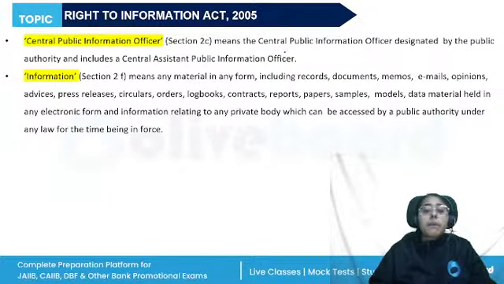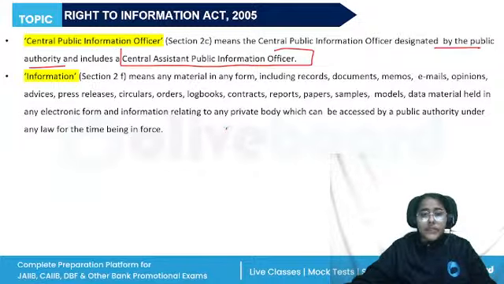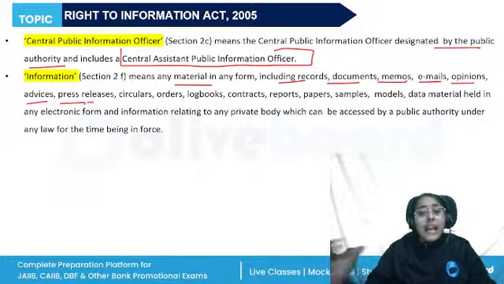Then we have the Central Public Information Officer. It means the officer designated by the public authority, and it also includes the Central Assistant Public Information Officer. Information can be any material in any form, including records, documents, memos, emails, opinions, advices, press releases. So I can seek information on anything, any notice that has been released by the authority, any emails that have been made public, any advices or press releases, reports, papers, samples, data material in electronic or physical form, anything.